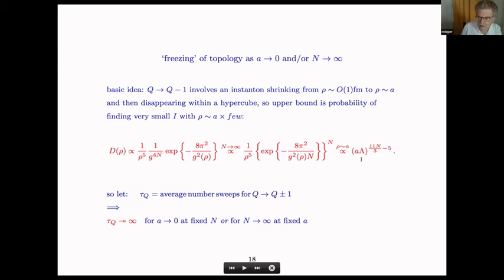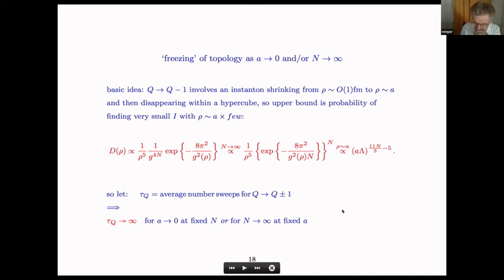So you can see two features of this. One is that if I'm at fixed n and I make the lattice spacing small, then the probability of changing the topological charge should decrease as a high power of the lattice spacing, depending on n. And if I am at a fixed lattice spacing, but I increase n, then I have an exponential suppression, because of this form here.